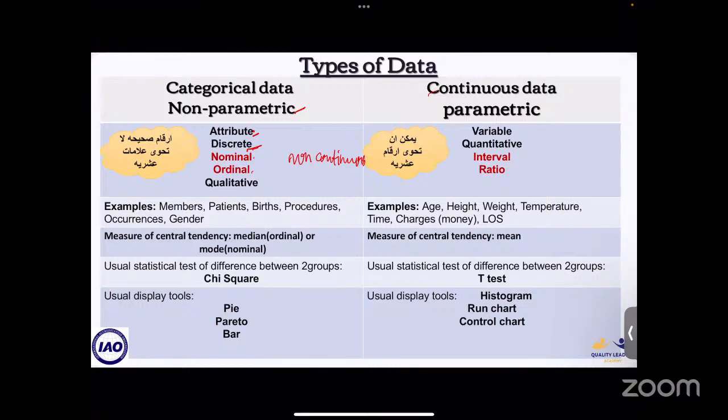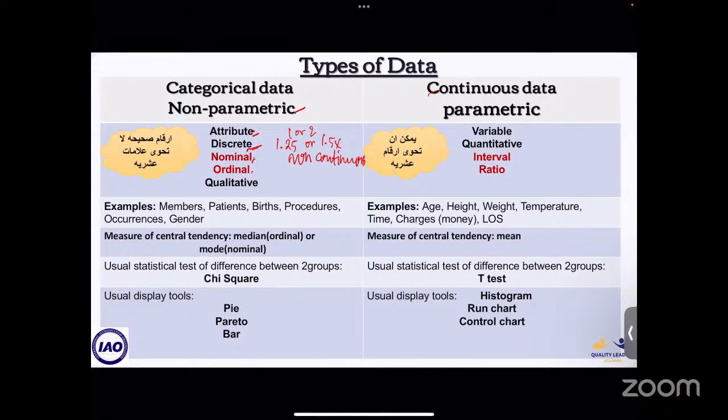For example, the number of patient visits: you cannot say a patient visited 1.25 or 1.5 times, right? So it's either once or twice or none at all. This type of data is common in situations where we count events or occurrences.